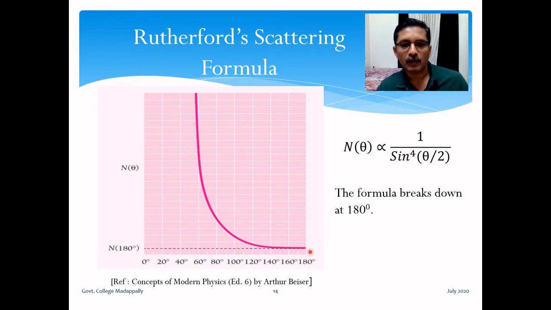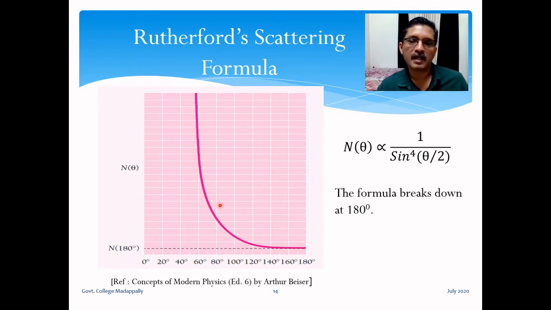You can see that the number of scattered particles is very high towards small angles, towards small angle scattering. That means most of the particles will undergo small angle scattering. Most of the particles are coming here. When you go to 180-degree back scattering, only very few particles will undergo back scattering. So that trend in the scattering is clearly reflected in this formula.